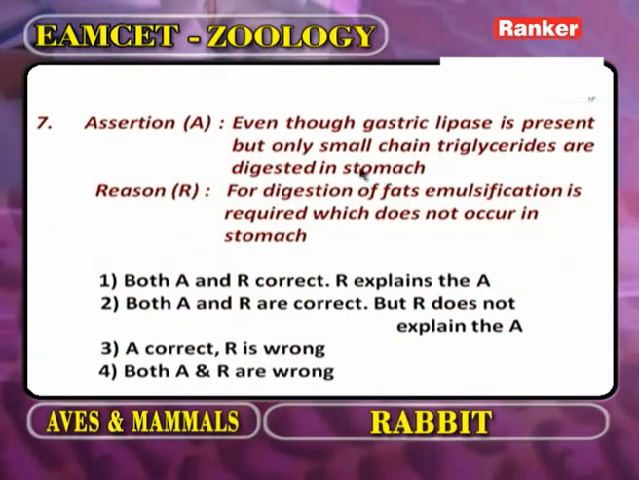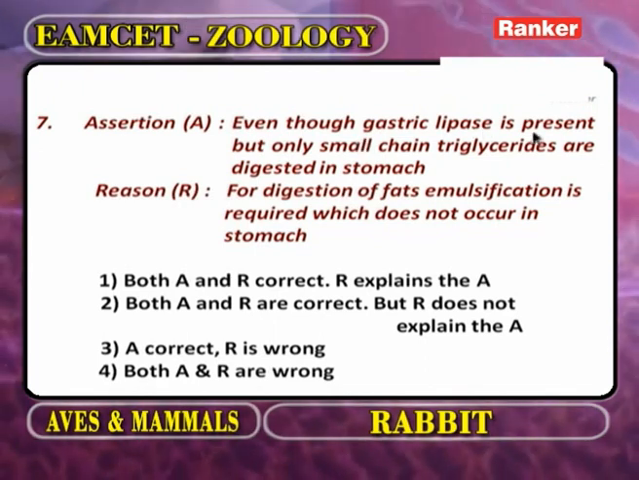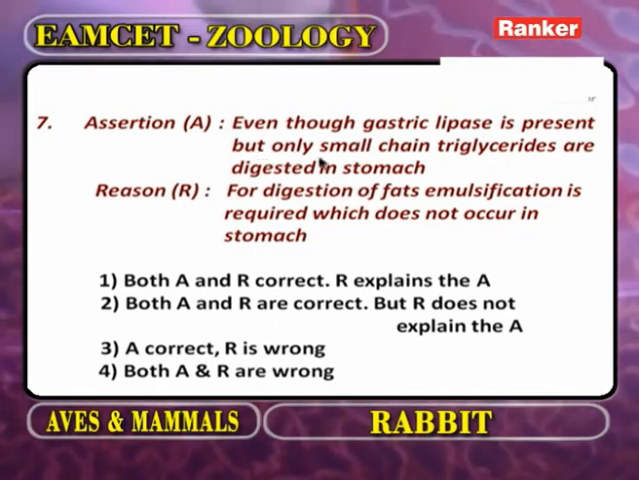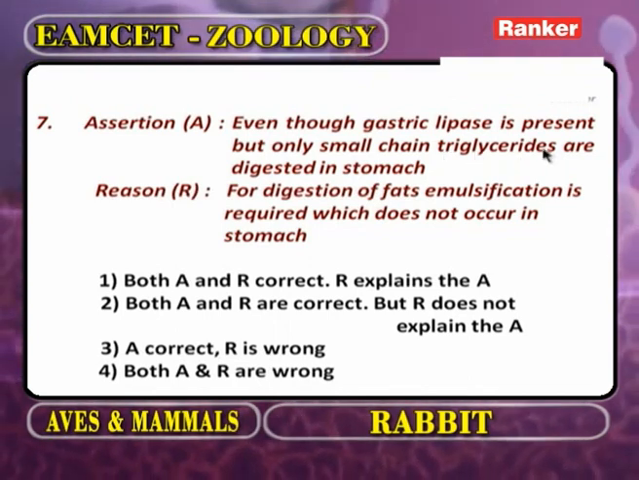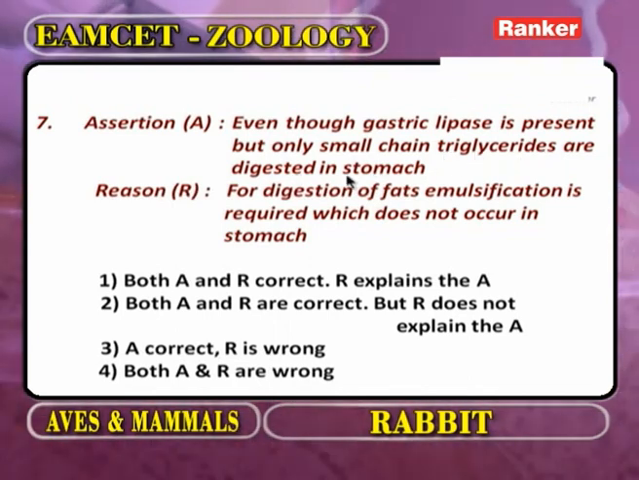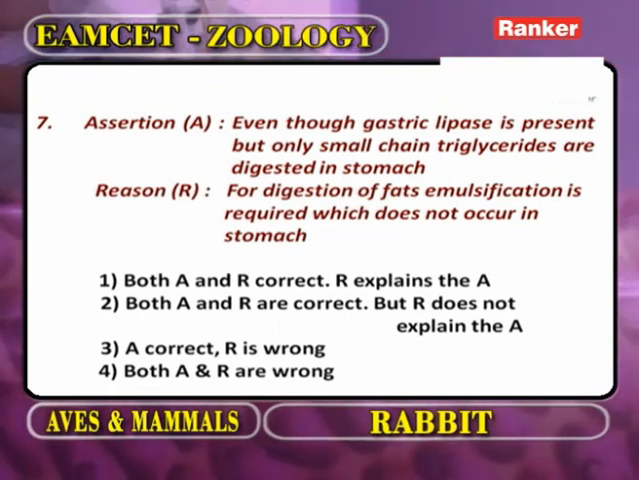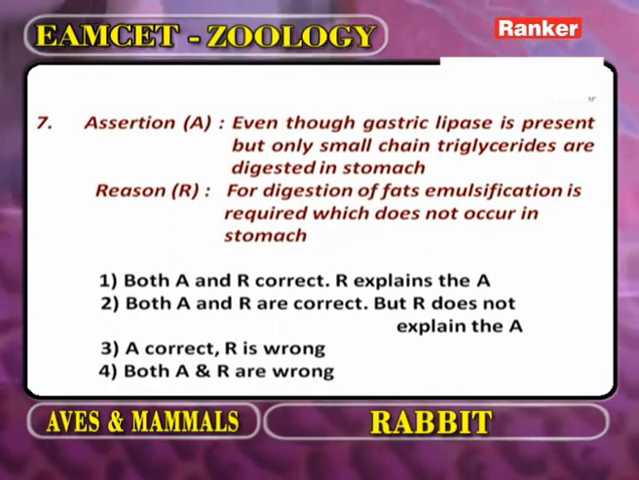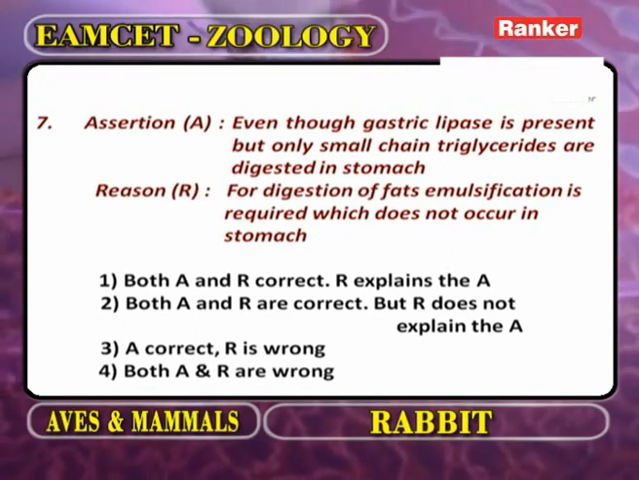Assertion: even though gastric lipase is present, only small chain triglycerides are digested in the stomach. Again, I am repeating the assertion: even though gastric lipase is present, only small chain triglycerides are digested in the stomach.